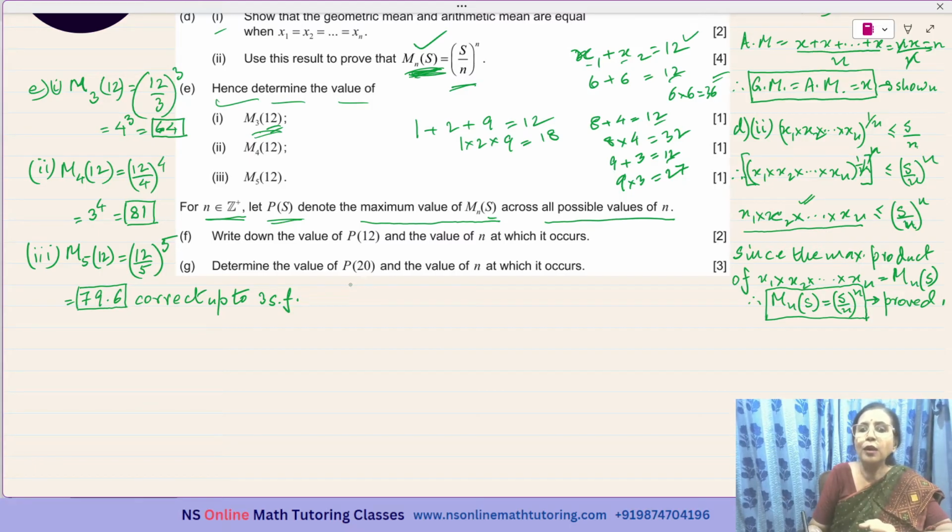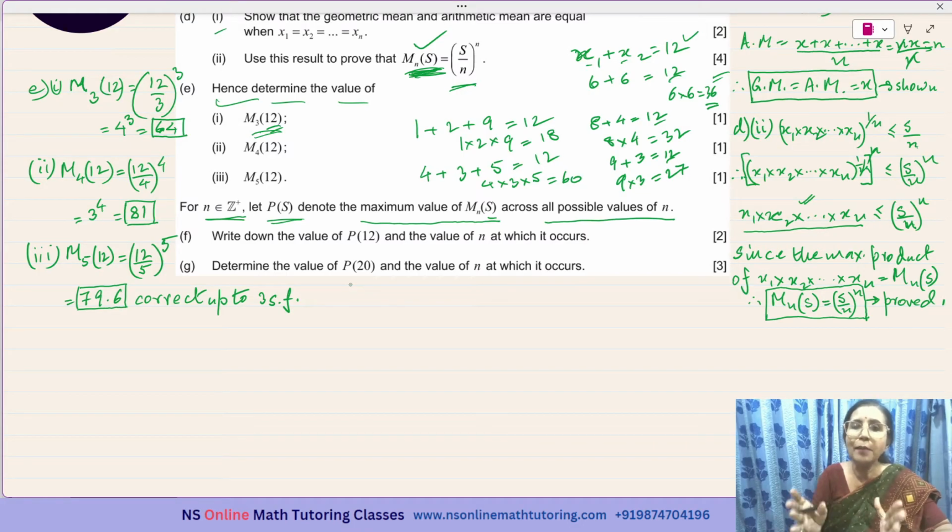And what was the maximum product when n was equal to 2? It was equal to 36. Okay. I can take 4 plus 3 plus 5, which is equal to 12. So what will be the product? 4 times 3 times 5. 4 times 3 is 12, 12 times 5 is 60. So you see that the sum total is 12, but the products are changing according to what values we are taking as the 3 numbers.